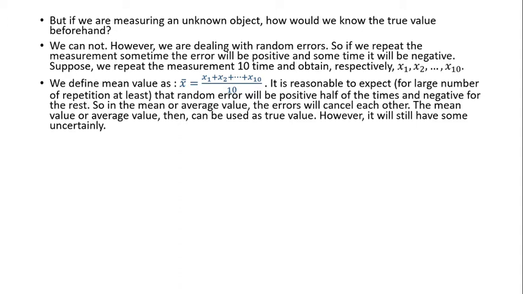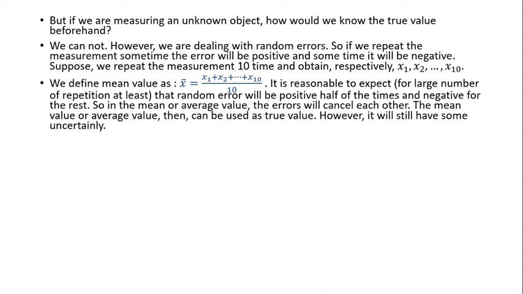This is just a simple averaging formula that you know. Average value is equivalent to mean value. They are the same. It is reasonable to expect, at least for a large number of repetitions, that random error will be positive half of the times and negative half for the rest. So, in the mean or average value, when we add up all these values, the errors will cancel each other out. The mean value or the average value can then be used as the true value.